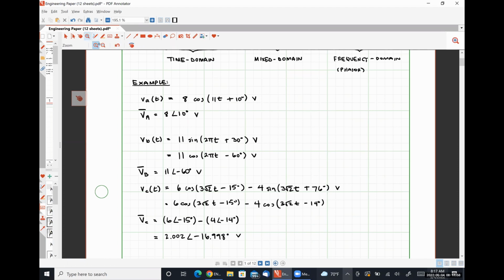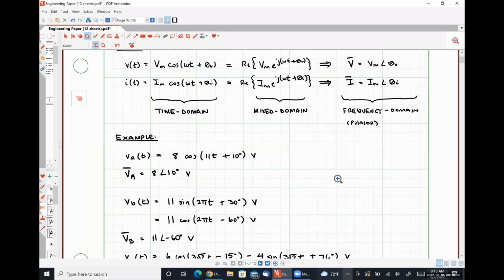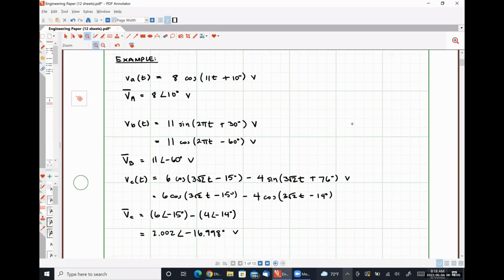I somehow accidentally made my screen smaller. So make it back to bigger. There we go. Sorry about that.